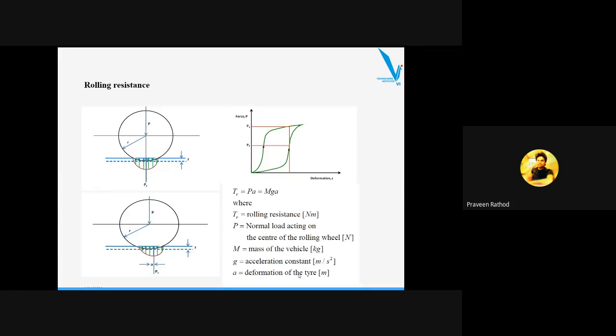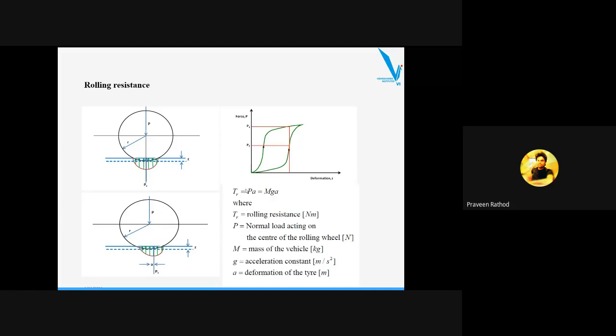In this case, the ground reaction force almost completely shifts to the backward side, which we can call the leading half. That can be written as TR, where TR is the rolling resistance. Rolling resistance is nothing but P into A, which is called the deformation. Here the deformation of the tire can be shown, and P is the normal load acting on the center of the rolling wheel. So P into A, we can write it like that.